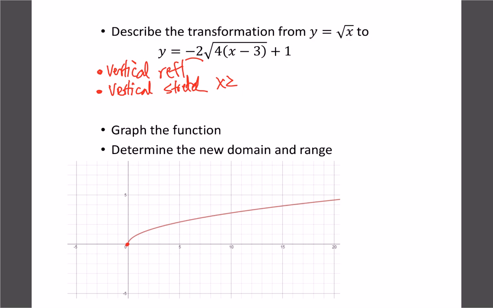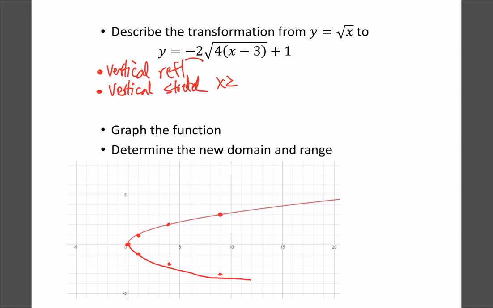Let's stick with our easy coordinates, our 0, 0, 1, 1, 4, 2, 9, 3. That's good enough. So let's do our vertical reflection. Those will go downwards, so that one will drop down, this one will drop down, and our 9 will drop down. So our vertical reflection would look something like that.